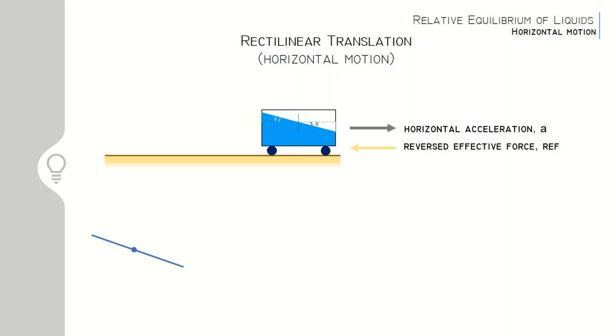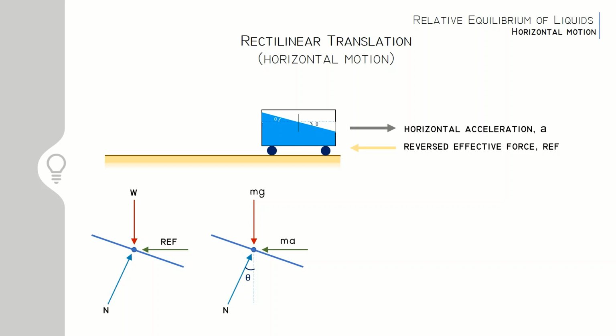Now, let's take a closer look at this new orientation of the water surface. And let's zoom in, for example, on a particle of water. The forces that are acting on this particle are its weight, denoted as W, which is acting downward due to gravity. Then the reverse effective force, denoted as REF, which is acting opposite to the acceleration. This force tends to raise the water to such elevation. And lastly, the normal force, denoted as N, which is acting perpendicular to the water surface. And we all know that weight is equal to mass times gravity, or mg. The REF, or simply force, is equal to mass times acceleration, and the normal force stays as is.